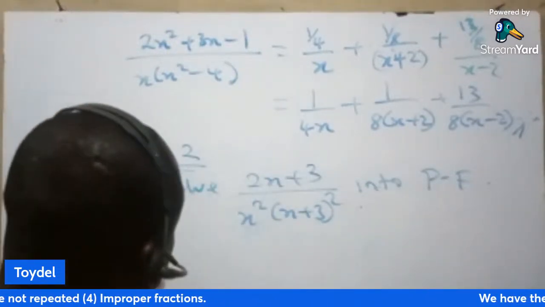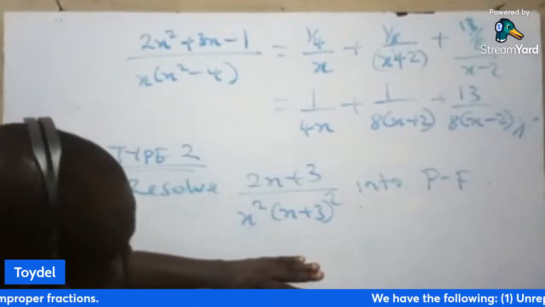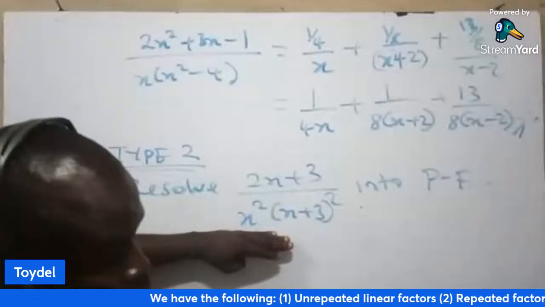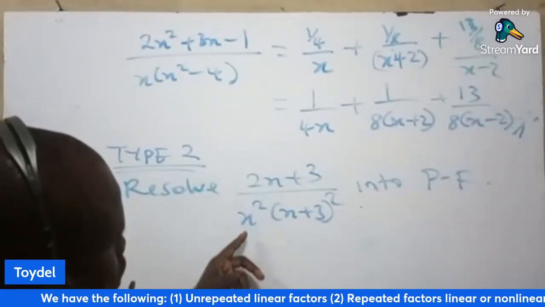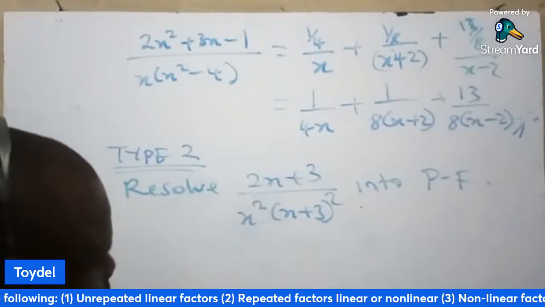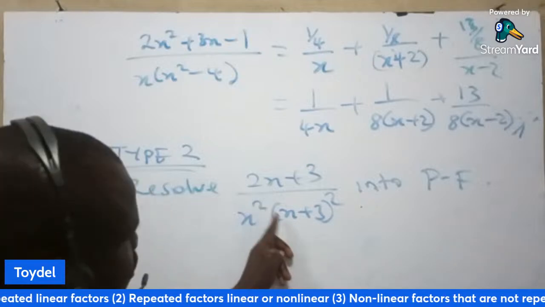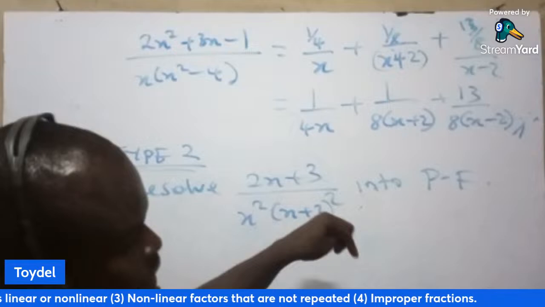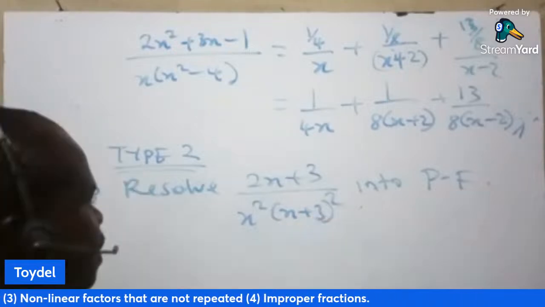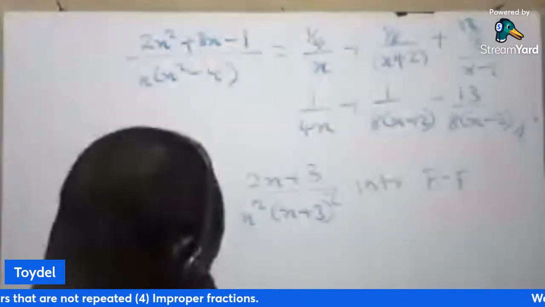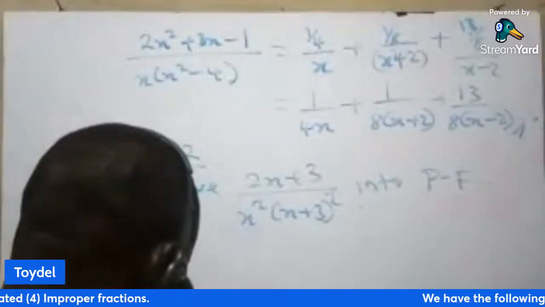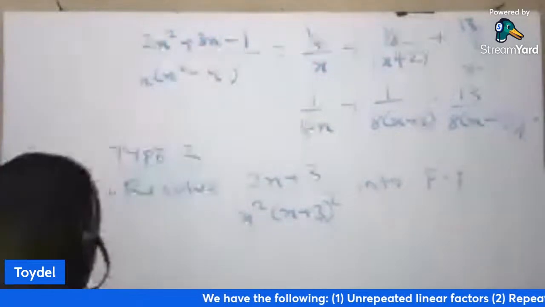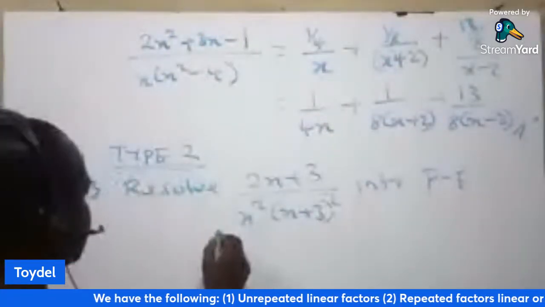Let's look at this. In this case, as I've said earlier, if you want to resolve any compound fraction into partial fractions, you concentrate on the denominator. Look at this now. We have repeated factors. This is x squared, that is x and another x. We also have x plus 3 all squared. They are linear. The question is whether they are linear or non-linear, but in this example we are given linear factors. So how do we resolve this into partial fractions?